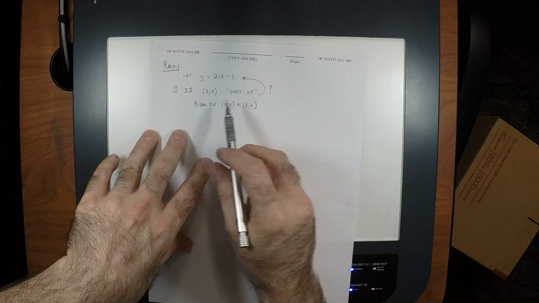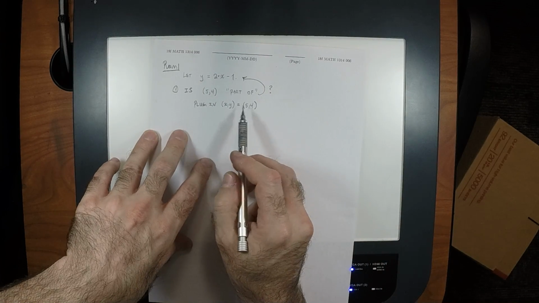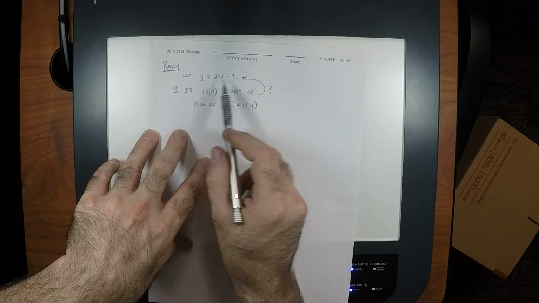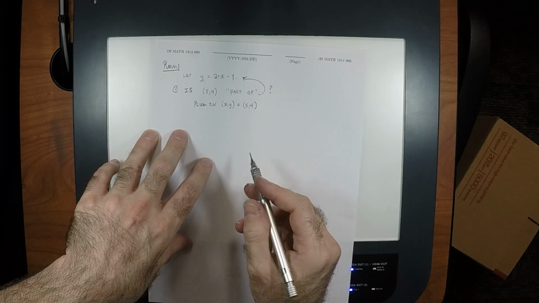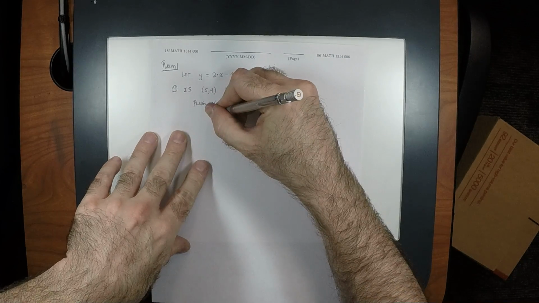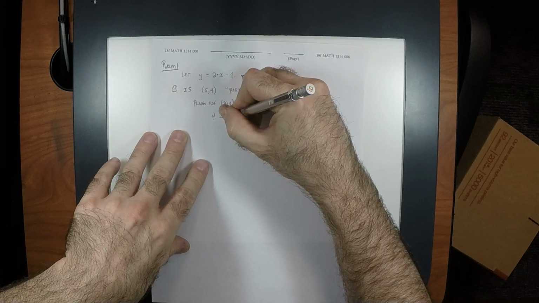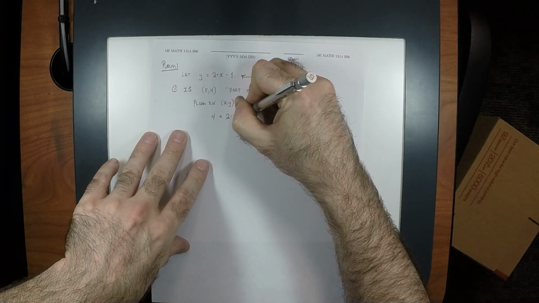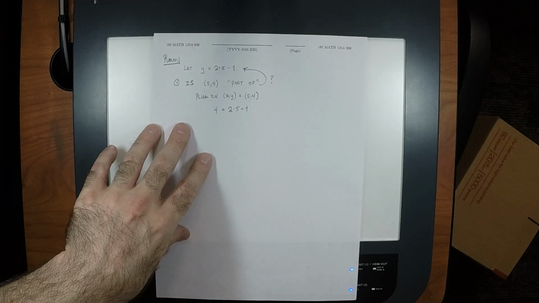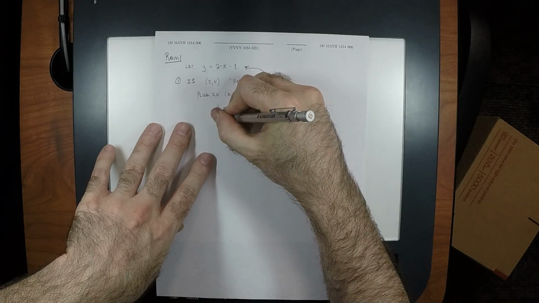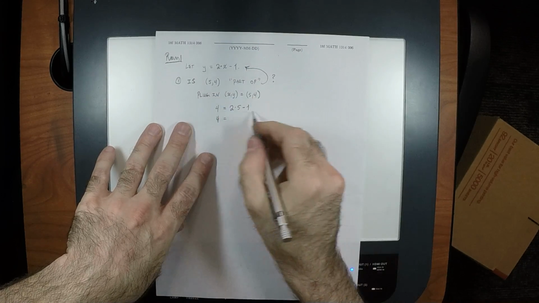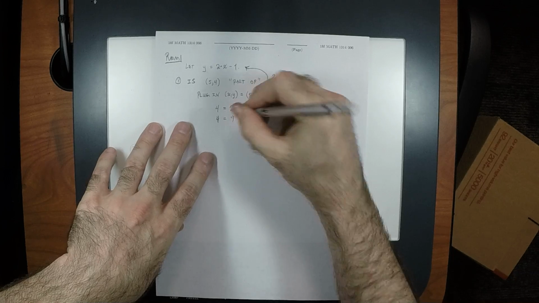Okay, so plug it in. That means everywhere you see x in that formula, write 5, and everywhere you see y in that equation, you write 4. So 4 equal 2 multiply 5, subtract 1. And now we're going to simplify both sides. The left-hand side simplifies to 4. The right-hand side simplifies to 9.